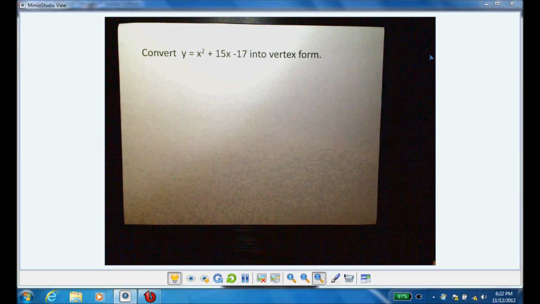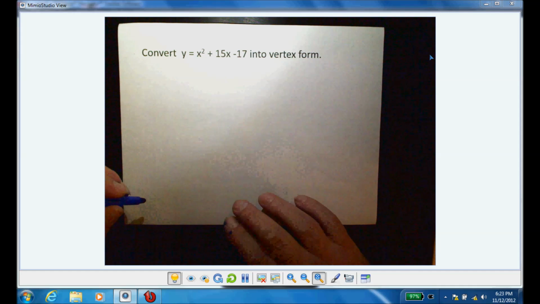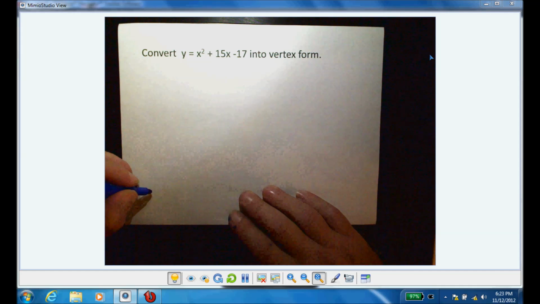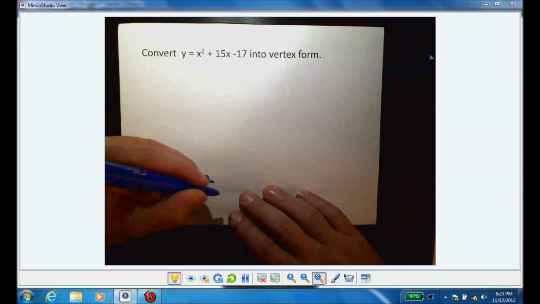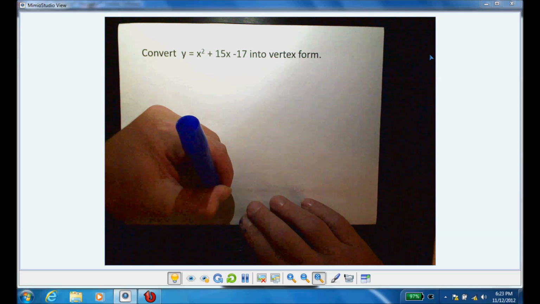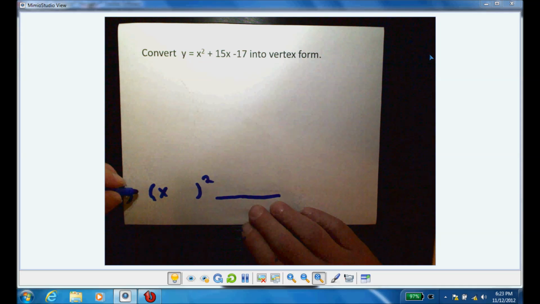Alright guys, yesterday we talked about how we convert things into vertex form, but I want you to know that sometimes your vertex form isn't always going to be so nice and friendly. So, as we're going into vertex form, remember that we want to get down to this situation: x in parentheses to the second power, and then something either plus or minus on the end. This is in standard form, and we want to get that into vertex form.